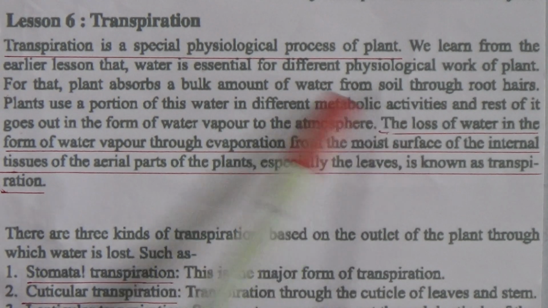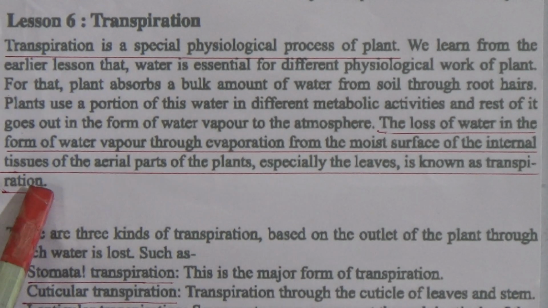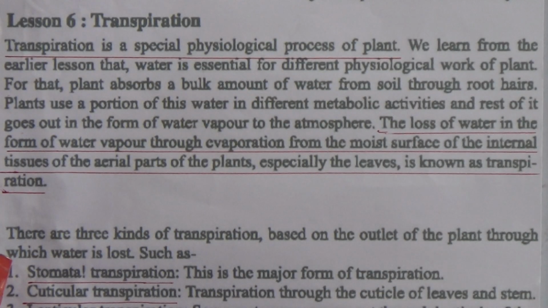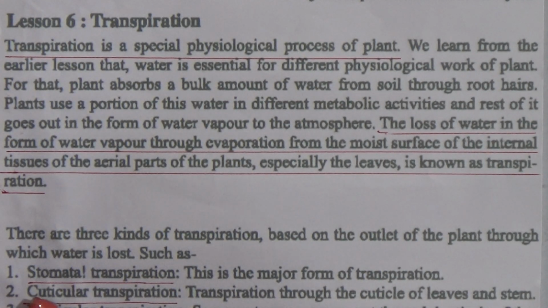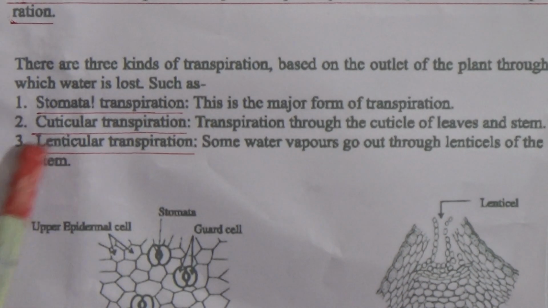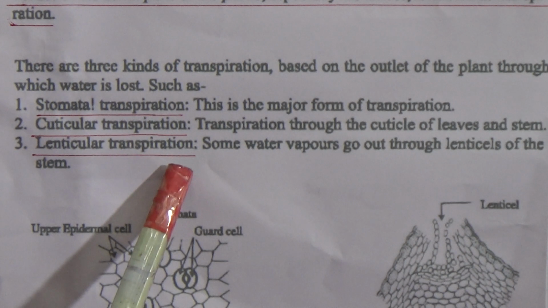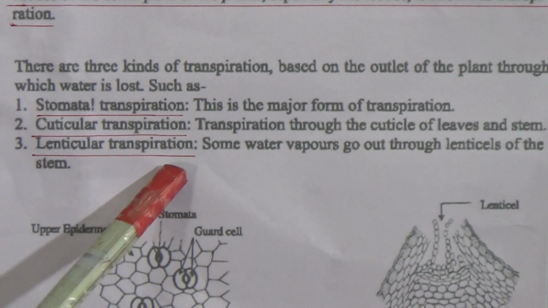Dear students, from here to here it is the definition of transpiration, and there are three kinds of transpiration: stomatal transpiration, cuticular transpiration and lenticular transpiration. The transpiration which occurs through the stomata is known as stomatal transpiration.